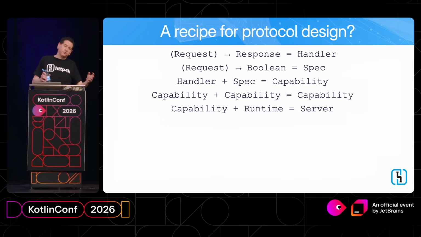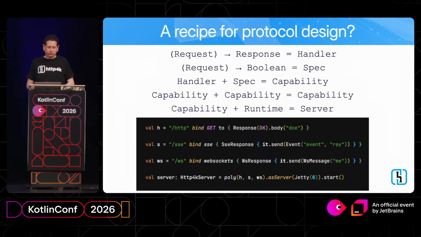We can take a handler and a specification, and we can bind them together to make what we call a capability. A capability in the HTTP sense is just an endpoint. And then we can compose several capabilities together to form other capabilities that had routing inside them. And finally, we could take a capability, one or many, it doesn't matter, attach it to a runtime, and turn it into a server. And we'll see again and again that the same kind of patterns appear across all these things.